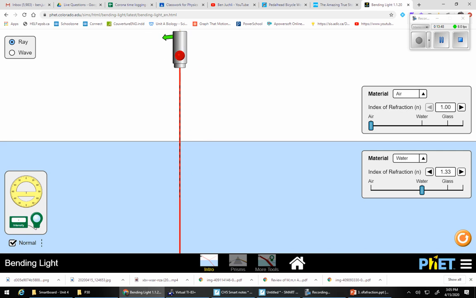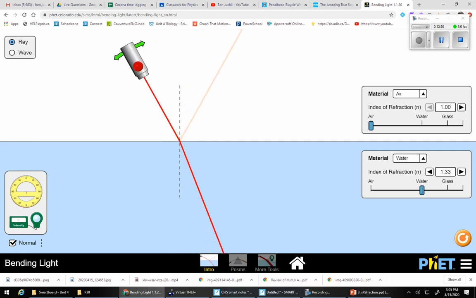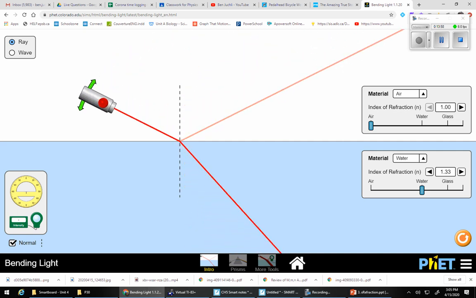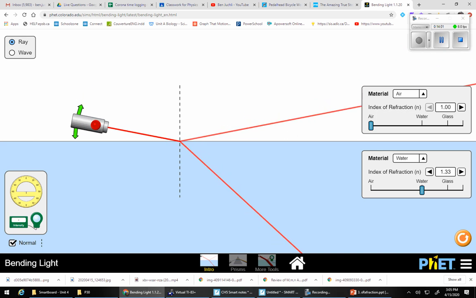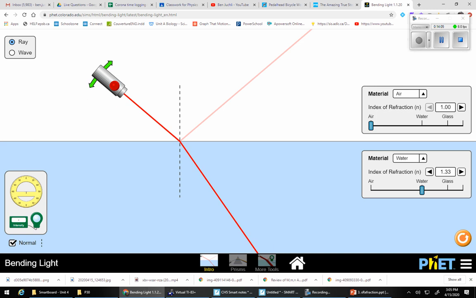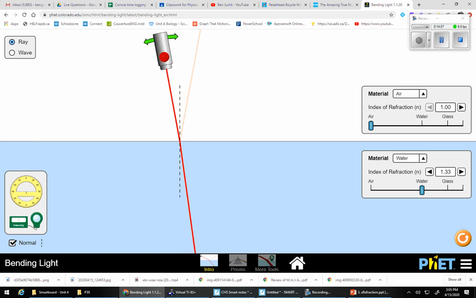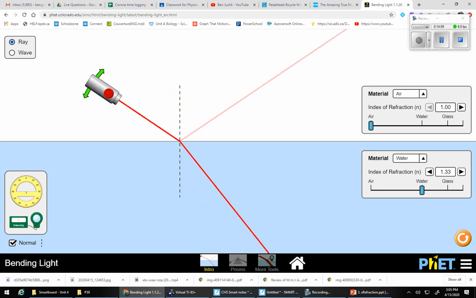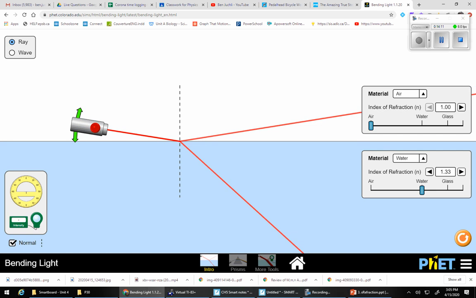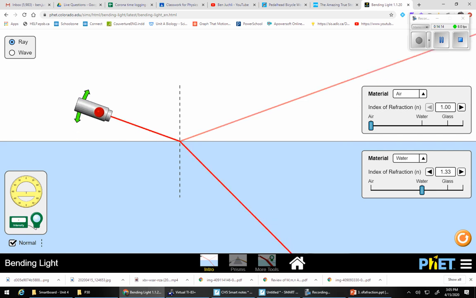Notice with this that if there's no angle of incidence, so the angle of incidence is 0, the angle of refraction is 0. The larger the angle of incidence, the more the light actually bends, right? Obviously, the refracted angle is going to get bigger as well, but the more it bends. So we go from no bending, a little bit, to more bending. So the larger the incident angle, the more bending we typically see.